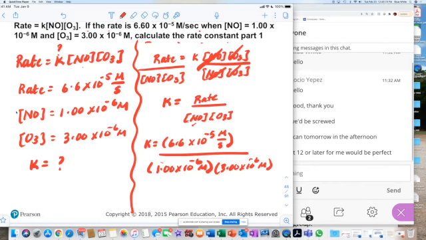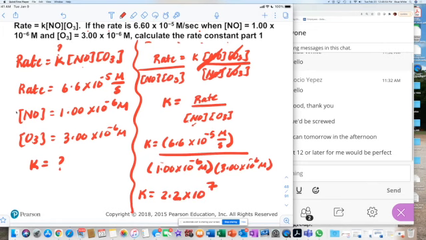6.65 exponential negative 5, close parentheses. So I put the parentheses in here for y'all to see that I'm using parentheses to get my answer right. Take the top number, divide by both bottom numbers, open parentheses, 1 exponent negative 6. Parentheses are very important in this pursuit. Divide by, open parentheses, 3 exponent negative 6, close parentheses. Okay, I get K as a huge number. It's 2.2, and a bunch of zeros. Hold on. 1, 2, 3, 4, 5, 6, 7. 2.2 times 10 power 7.